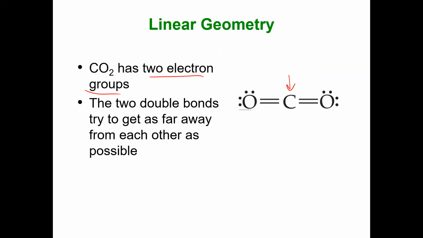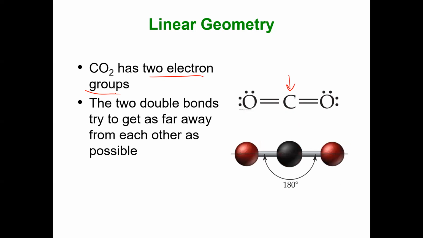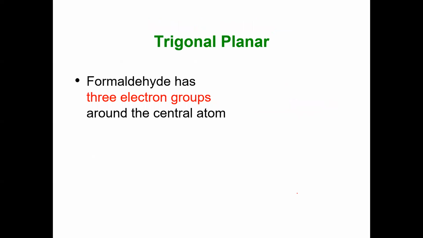So we're going to treat these the same. It doesn't matter that they're double bonds or single or triple. They just want to get as far away apart as possible from one another. So how do you do that? You form a 180-degree angle. So that makes a straight line. So this is a linear geometry with an angle of 180.